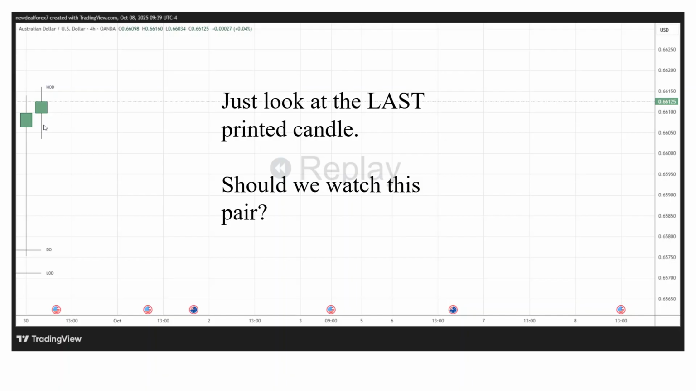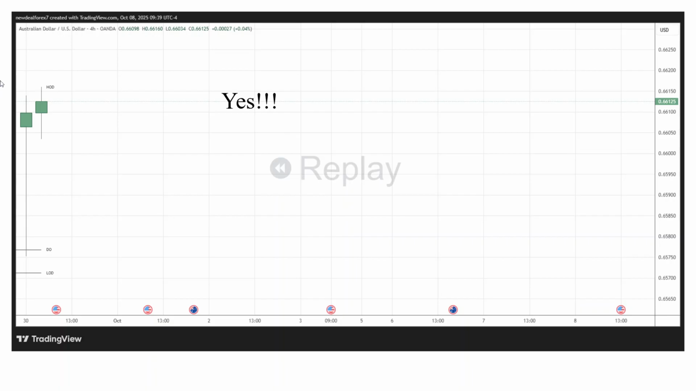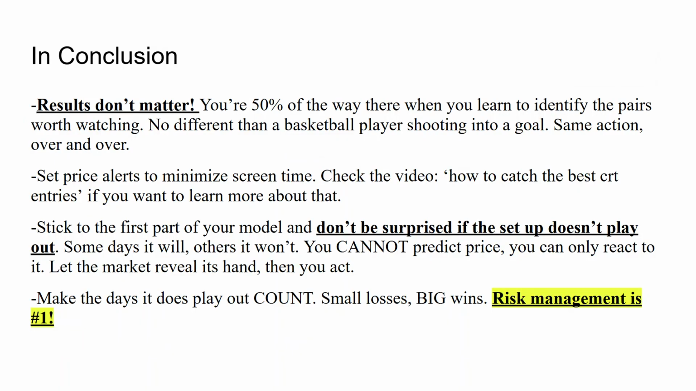Should we trade or watch this candle? Okay, yes, this is one that we trade. Right, because this 5 a.m. candle made a high of the day. So we want to see price open, go above, create a new high, and then go down. And that's it. That's all. Okay. But this is the main test. High of day or low of day on the 5 a.m. candle. So in conclusion, the results do not matter.